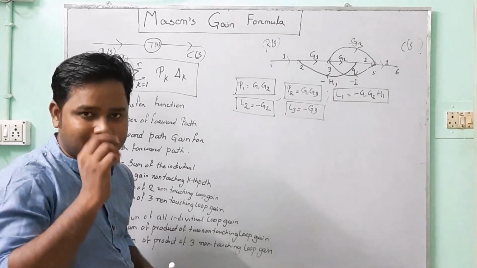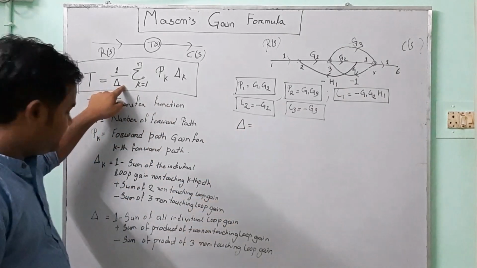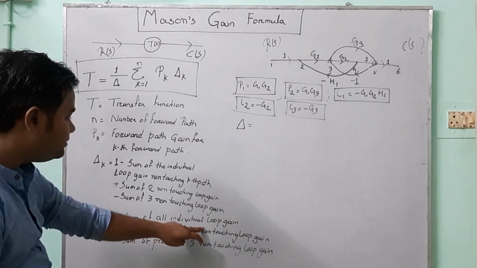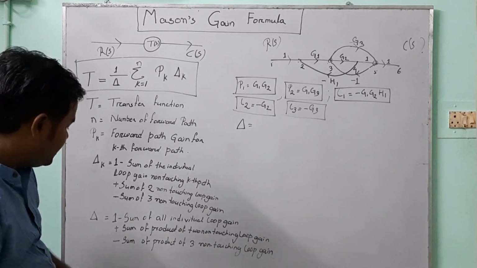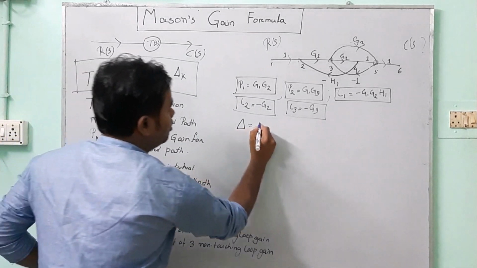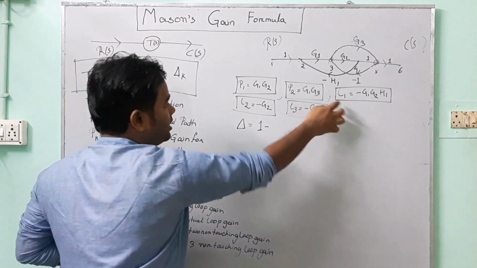Now we will study what is del. The value of del is what? Del is equal to 1 minus sum of all individual loop gain plus sum of the product of the 2 non-touching loop gain minus sum of the product of 3 non-touching loops. That means here 1 minus sum of individual loops. Here loop 1, loop 2, loop 3.